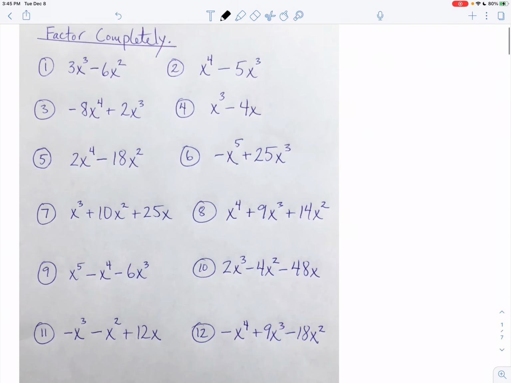Factoring completely. I made up 18 questions. Some of them are just two terms, like the first 1, 2, there's two terms, etc. And then some are 3 termers. I'm going to erase all that stuff.